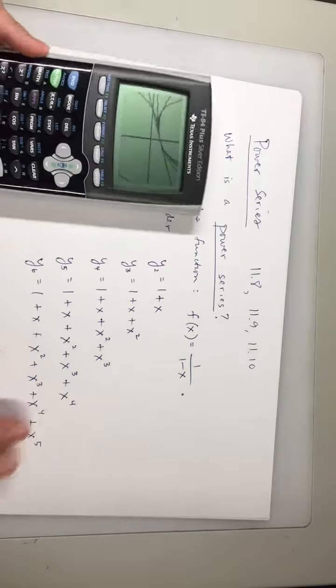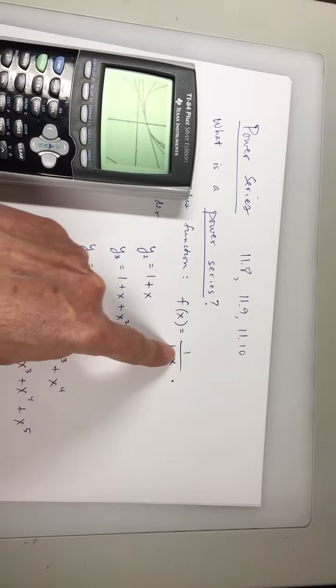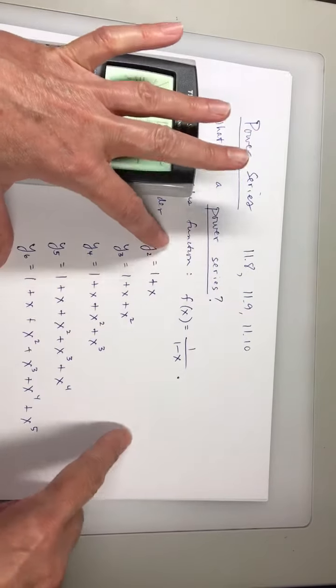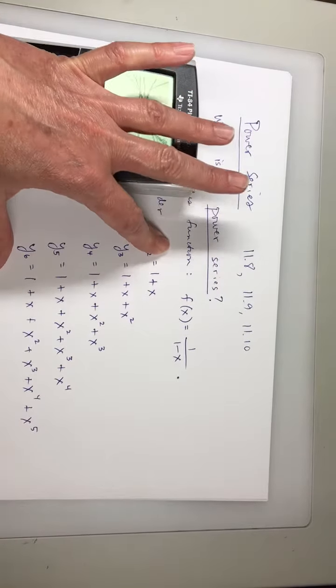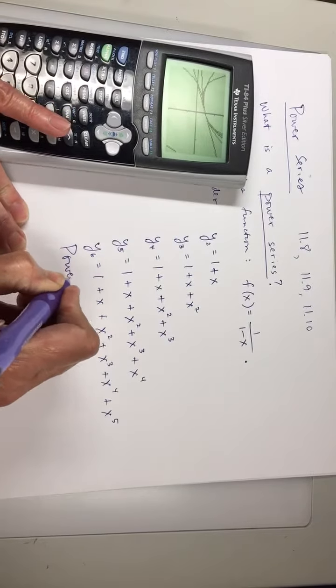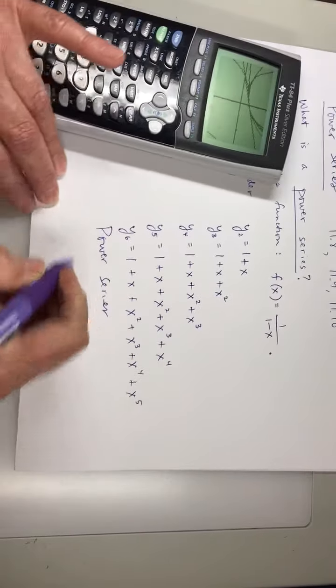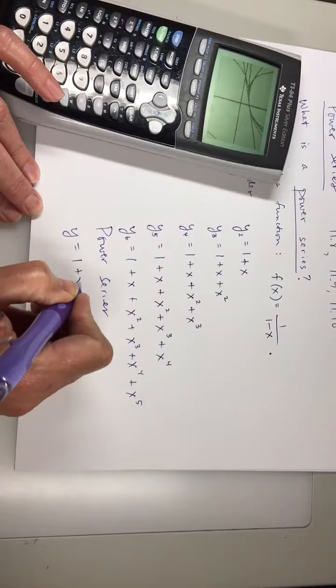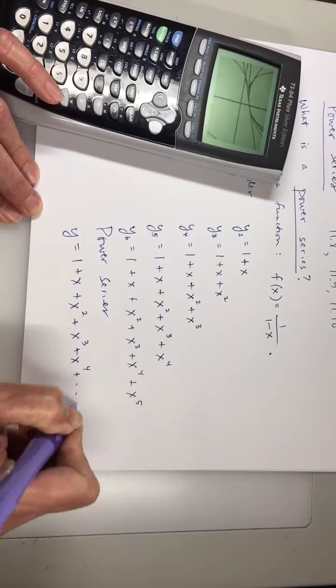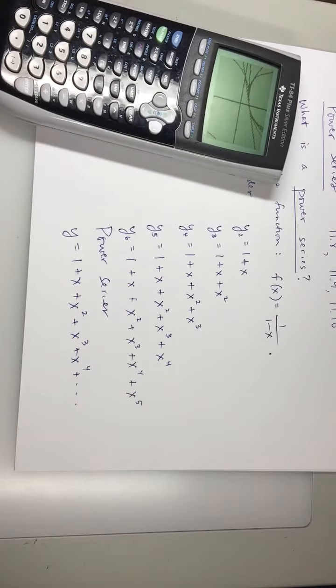So I could say I am representing this function with power series. Well, these are polynomial functions. A power series is an infinite type of polynomial. So a power series, in this case, might be 1 plus x to the first plus x squared plus x cubed plus x to the fourth plus, it goes on forever. It is a series, but it's in polynomial form. The exponents are positive integers.